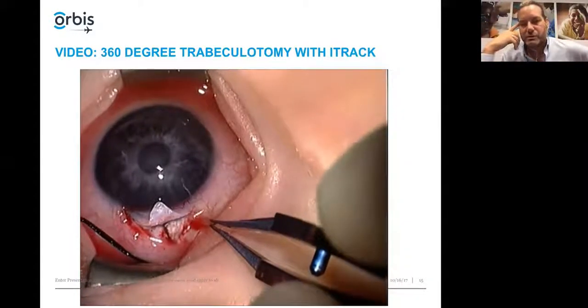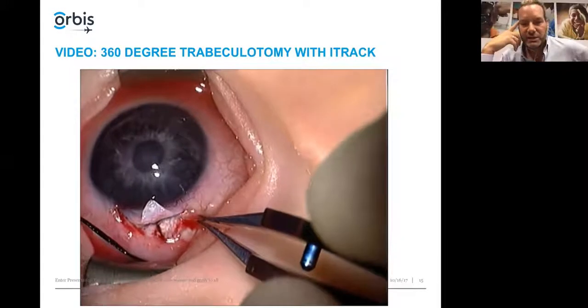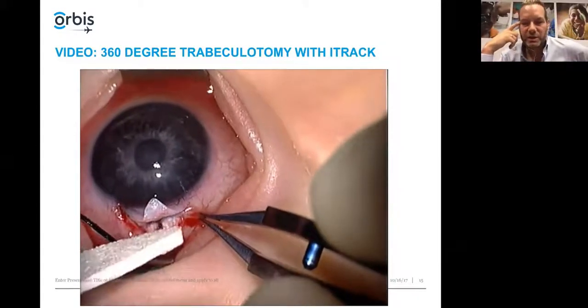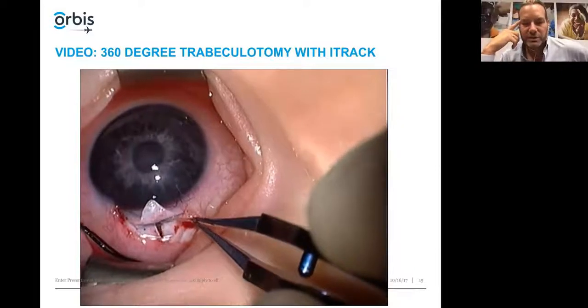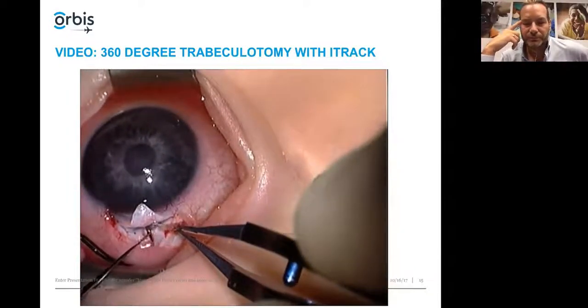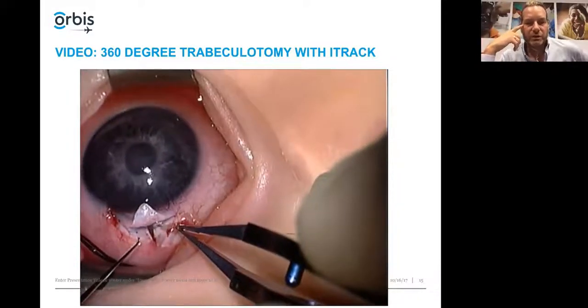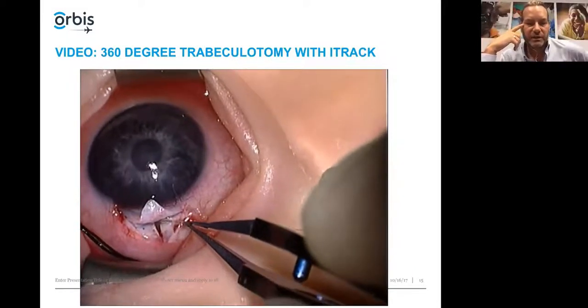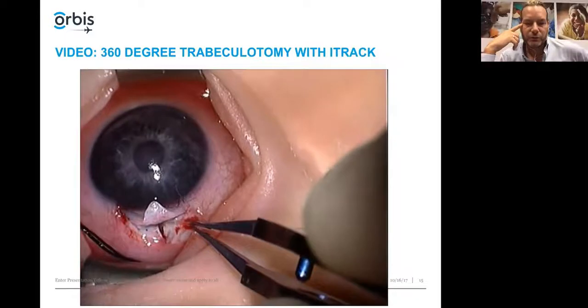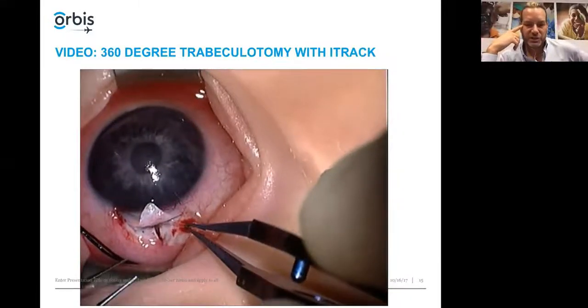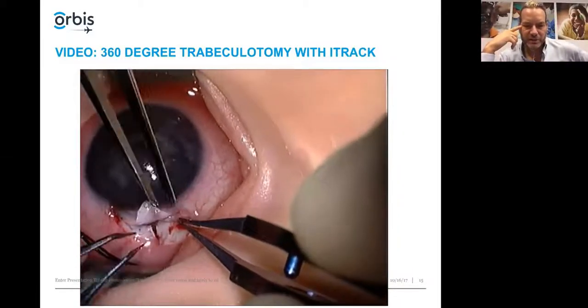If you can't get it to go all the way around, you can at least see where the blinking light is and know where you need to make a cut down to do a partial 360, partial trabeculotomy. I'm using a Sinskey hook here to retrieve it. I've found that to be the easiest way to do this, rather than putting your forceps down inside the small incision. And now it's laying on the sclera right there.